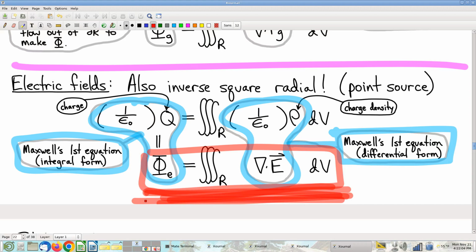Right? So it's very important to understand the divergence theorem when you're dealing with electric charges. If you haven't had E&M yet, then you're going to have an advantage over your classmates having seen this before.